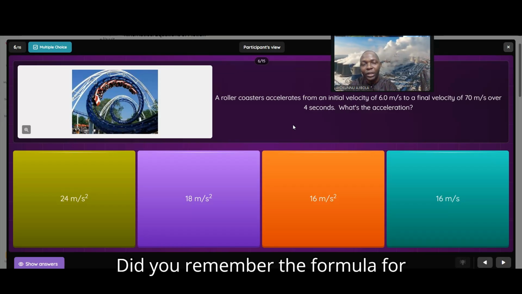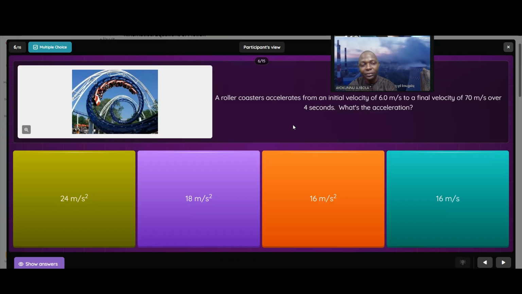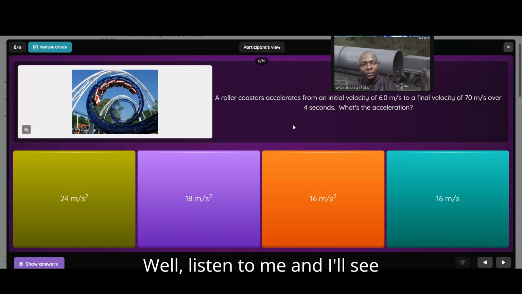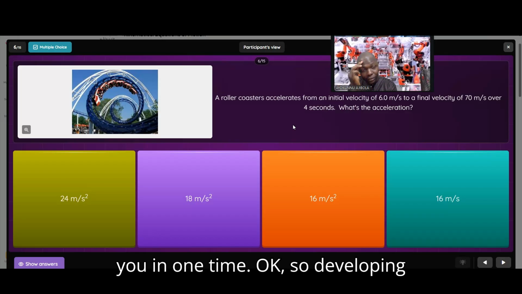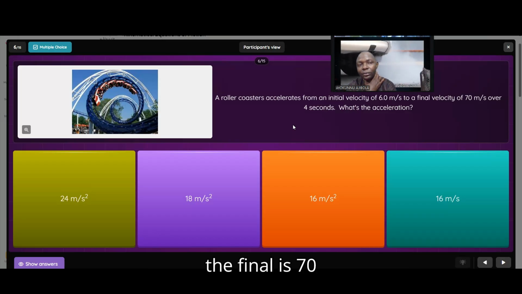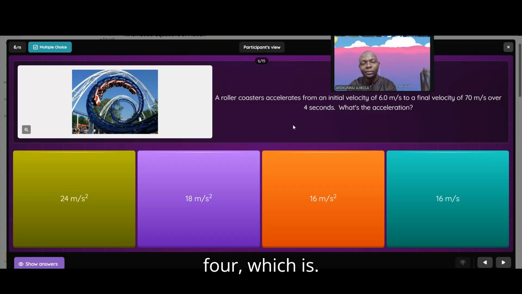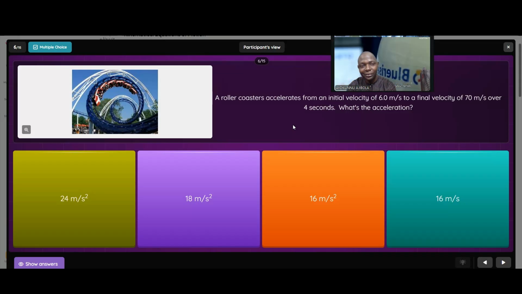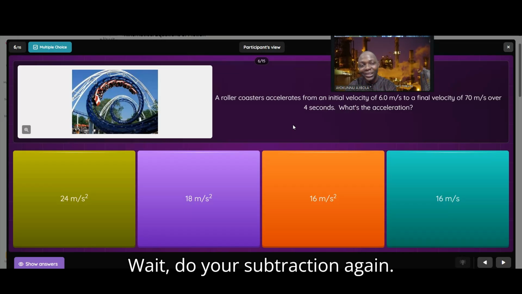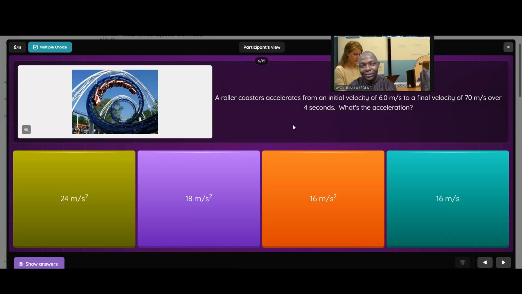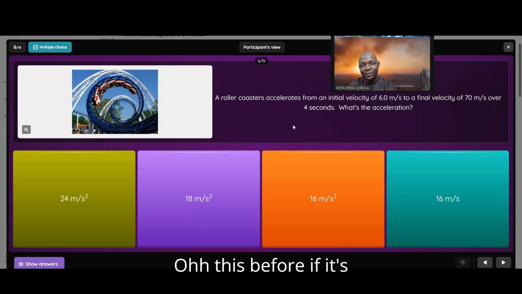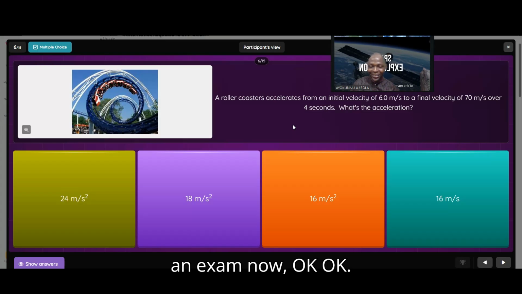Did you remember the formula for acceleration? Yes. Velocity minus u over time. Okay. So the final is 70 minus 6 over 4, which is 68 over 4. Wait, do your subtraction again. Oh, 64. If it's exam now. 64. Okay.